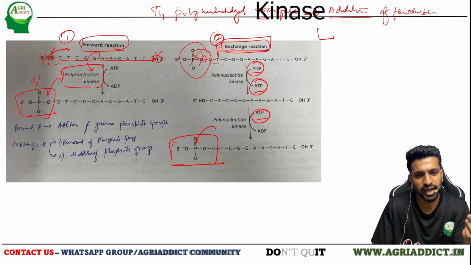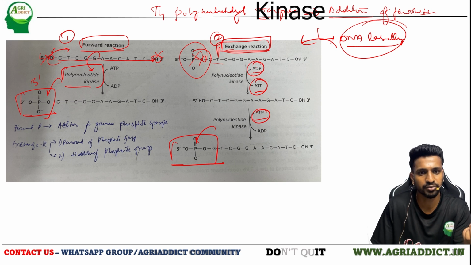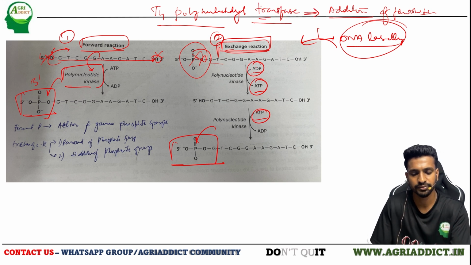And where is it utilized? This is utilized in DNA labeling. If I want to label a certain stretch of DNA, then I can go for addition of the labeled phosphate groups with the help of T4 polynucleotide transferase. This is the application of it. I hope this is very much clear to you all.